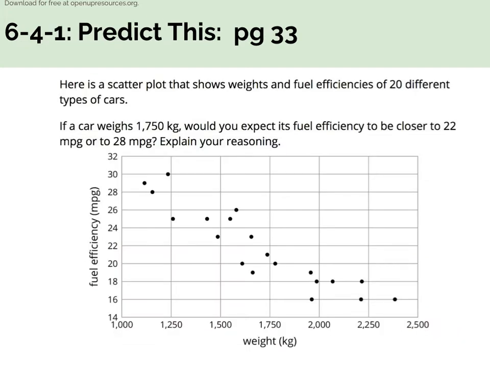Go ahead and turn to page 33, and we're going to do our warm-up question, our starter question. It says, here's a scatter plot that shows weight and fuel efficiencies for 20 different types of cars. If a car weighs 1,750 kilograms, would you expect its fuel efficiency to be closer to 22 miles per gallon or 28 miles per gallon? Explain your reasoning. Write that underneath on page 33. Pause, enter that, and then come back to me.